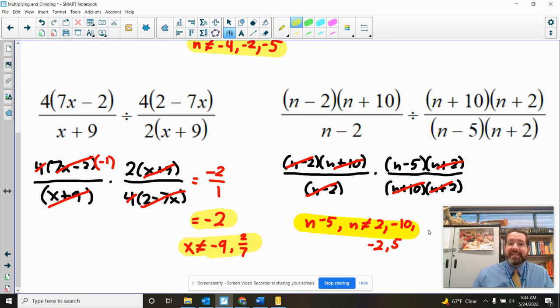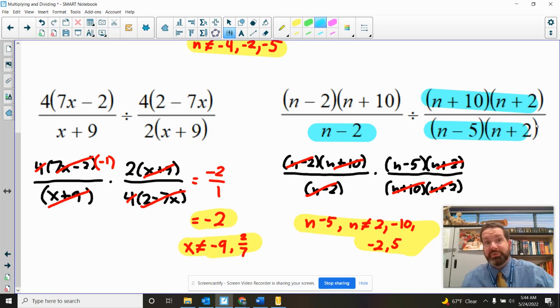So for your restrictions in a division, make sure you are checking original denominators and denominators after you flip the second one. That ends up meaning you're checking those 3 locations for your restrictions every time.